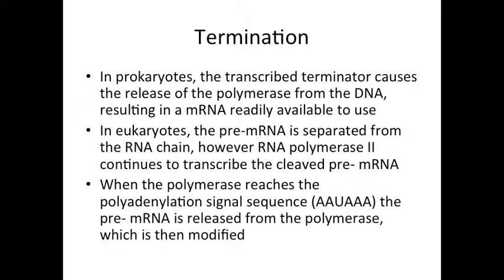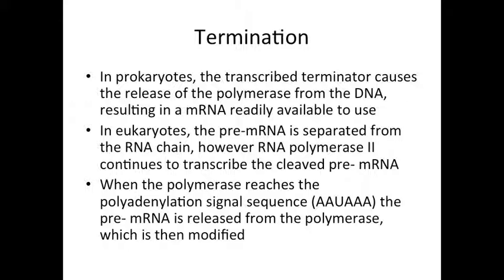Another difference between prokaryotes and eukaryotes is the stage of termination. In prokaryotes, the transcription terminator causes the release of the polymerase from the DNA, resulting in an mRNA readily available to use. Therefore, the mRNA can diffuse to any part of the cell and is already available to use.